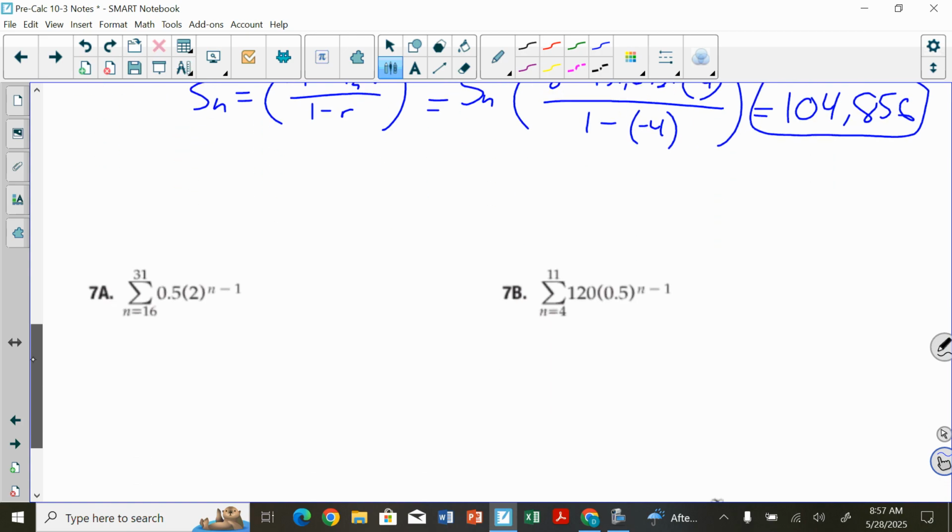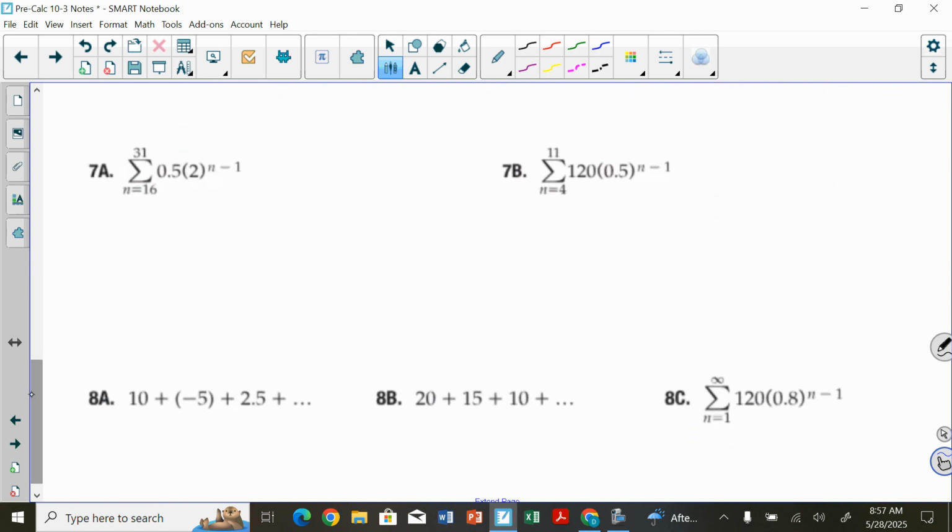All right, so what if they put it in sigma notation? Because that happens too. Let's go ahead and try that. They put it in sigma notation, we can do it. First things first, we just need to find an n, an r, and an a1. Remember when it's in sigma notation, you take the upper bound, 31 minus 16 plus 1. So n is going to be equal to 16 in this case. R is equal to 2. Now, how do I know that? Because it's the base of the exponential here.